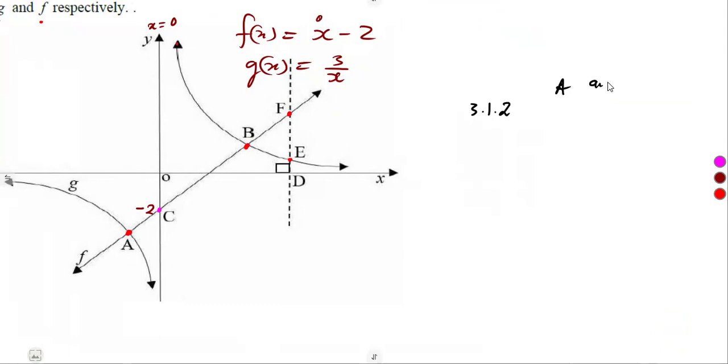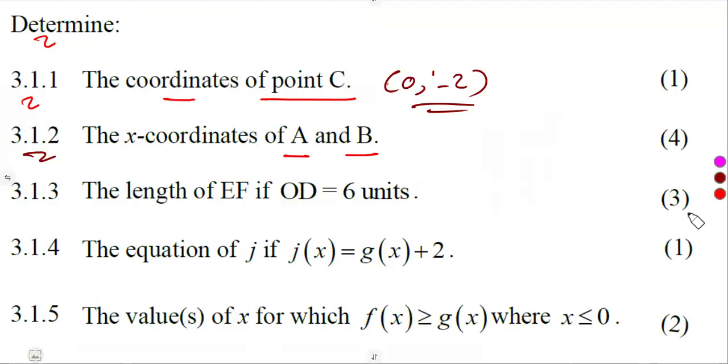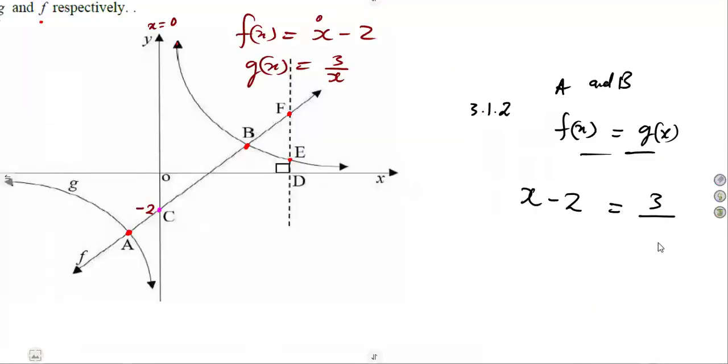So to find A and B, we simply work with the point of intersection. Meaning to say f of x must be equal to g of x at the point of intersection. These two graphs will be equal at that point. What is our f of x? x minus 2 is equal to, what is our g of x? 3 over x. What have you formed? An equation. From this consideration, guys, we have formed an equation which we are supposed to use to solve for x. To find the point of intersection, as you can see, there is A here on this side.